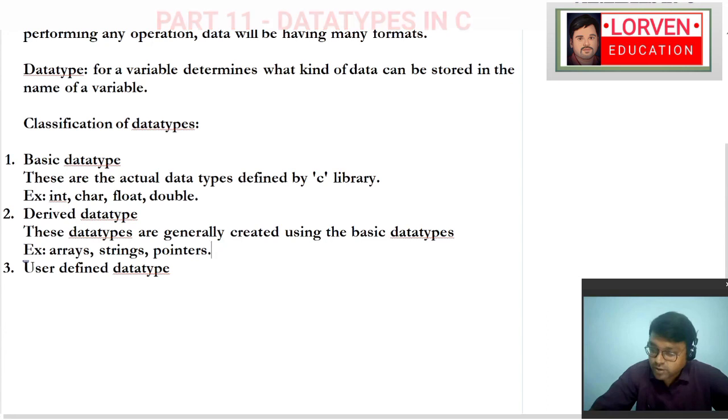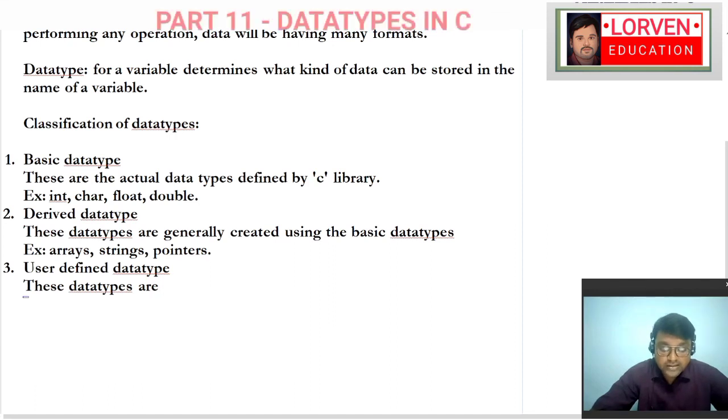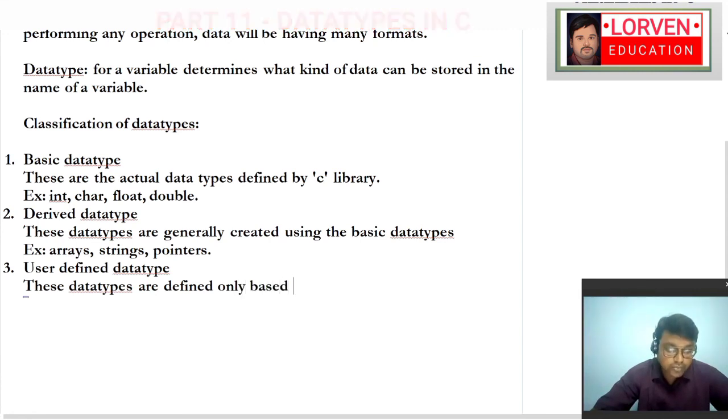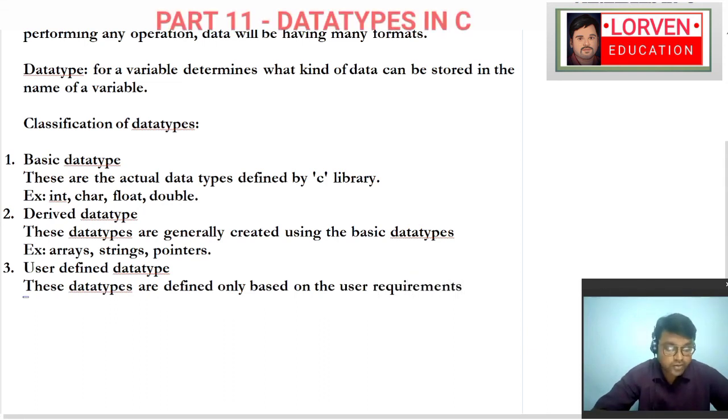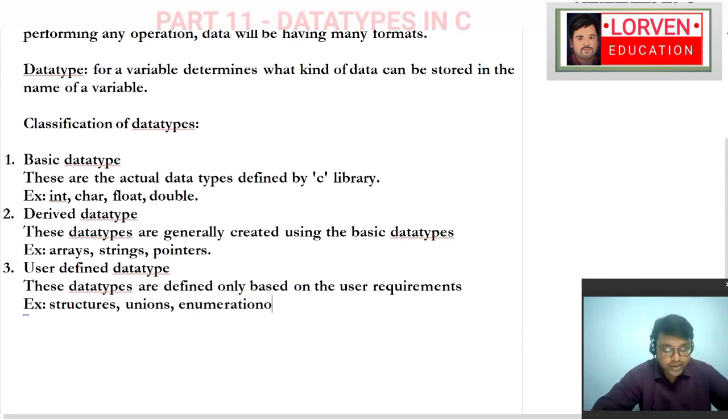Now we will talk about the third type of data type called the user defined data type. These data types are defined only based on the user requirements. Okay, so based upon the user requirements only we can define this type of data types, right? An example is like this: structures is one example, union is one example, enumeration is one example, right? So this is all about the data types.